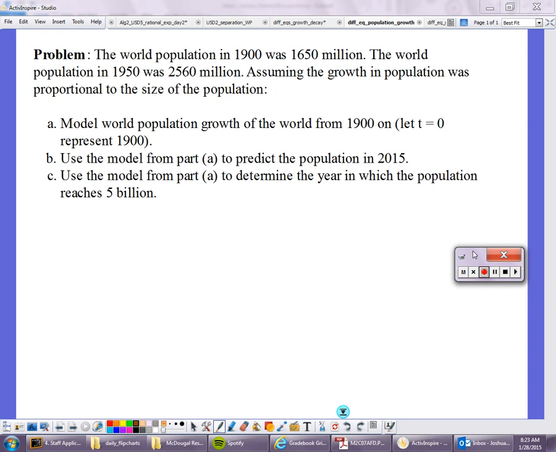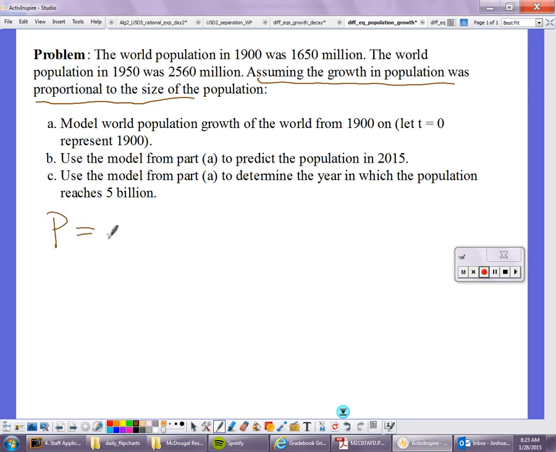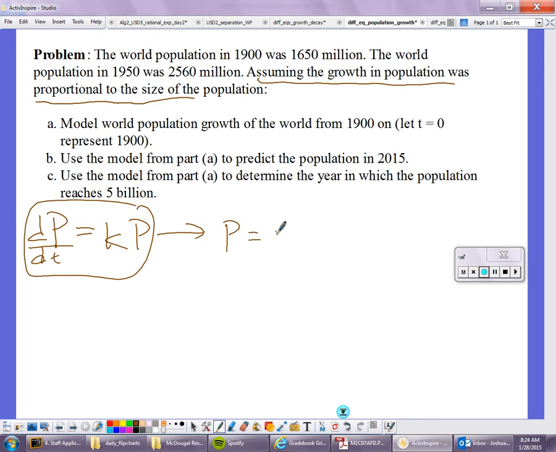Okay, so before I even go into the problem, this is the big thing. Assuming that the growth in population was proportional to the size of the population, that means dP/dt, the growth rate, is proportional to the size of the population. Okay, so we know we're in this setup, and we know that's going to give us, right, that we know from before, an equation of this sort.